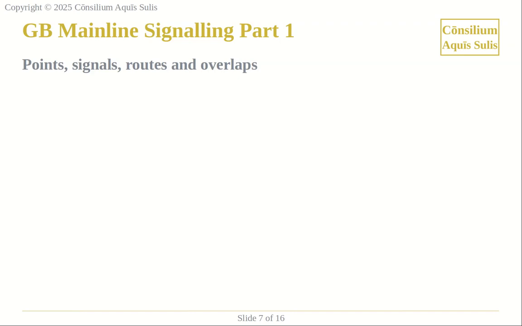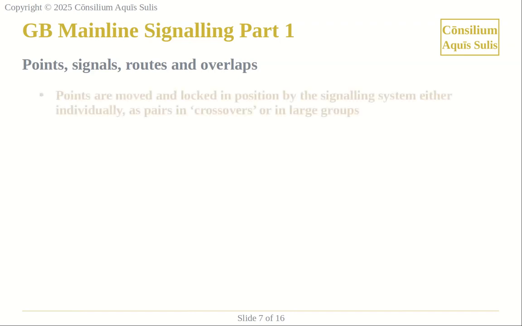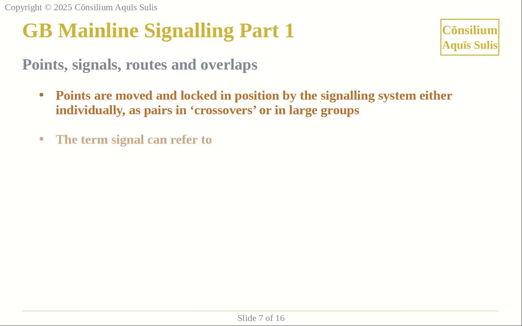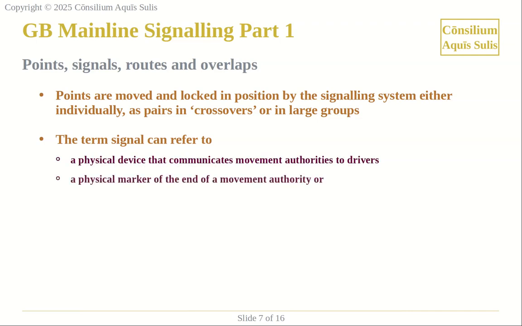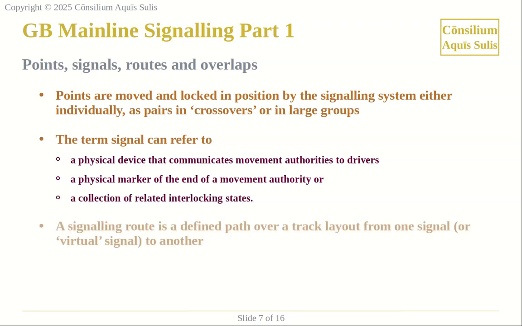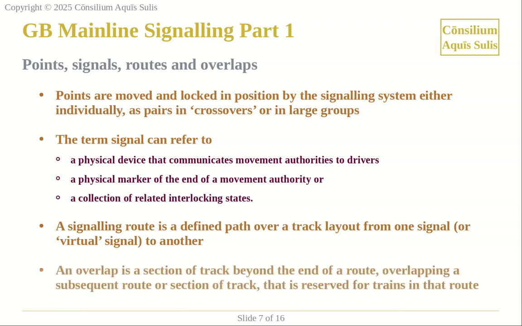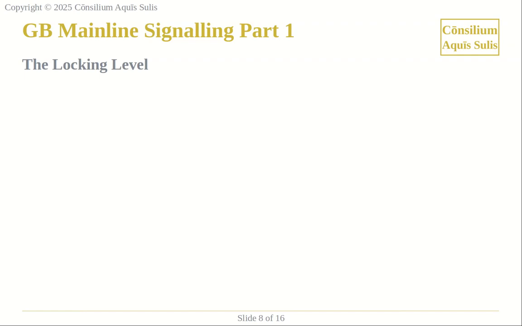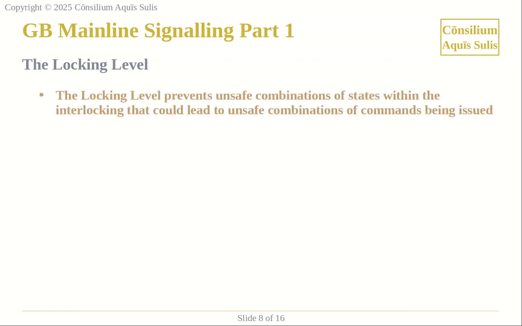Module 3, we moved on to some concepts of railway signalling: points, signals, routes and overlaps. Points are moved and locked in position by the signalling system, either individually, at junctions as pairs and crossovers, or in larger groups. The term signal can refer to the physical device that communicates movement authorities to drivers, or be a physical marker at the end of a movement authority, or simply a collection of logical states within an interlocking. A signalling route is a defined path over a track from one signal to another, and an overlap is a section of track beyond the end of a route, overlapping a subsequent route or section of track that is reserved for trains in that route.